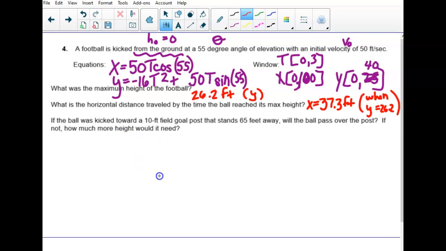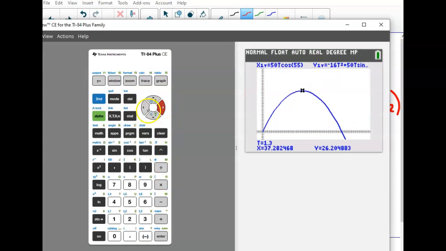Anybody have a question? Not getting this to work? Adriel, you good, or is it not? Okay. If the ball was kicked toward a 10-foot field goal post that stands 65 feet away, will the ball pass over the post? So we need to figure out how to make X as close to 65 feet as we can.